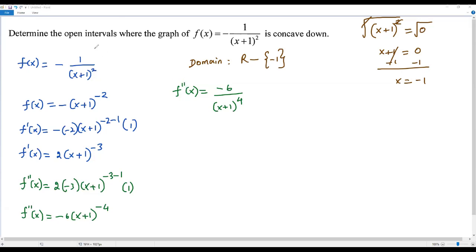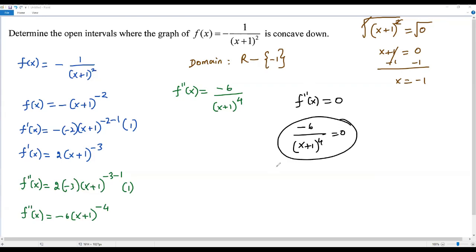Okay, according to the question, we have to find the open intervals where the graph of the given function is concave down. So usually, to get the open intervals where the graph is concave down, we will equate f double prime of x to 0 and solve for x. When I equate f double prime of x to 0, I get negative 6 over (x + 1) whole to the fourth power equals 0. I won't be able to solve for x in this equation. So by equating the second derivative to 0, we don't get any value for x.